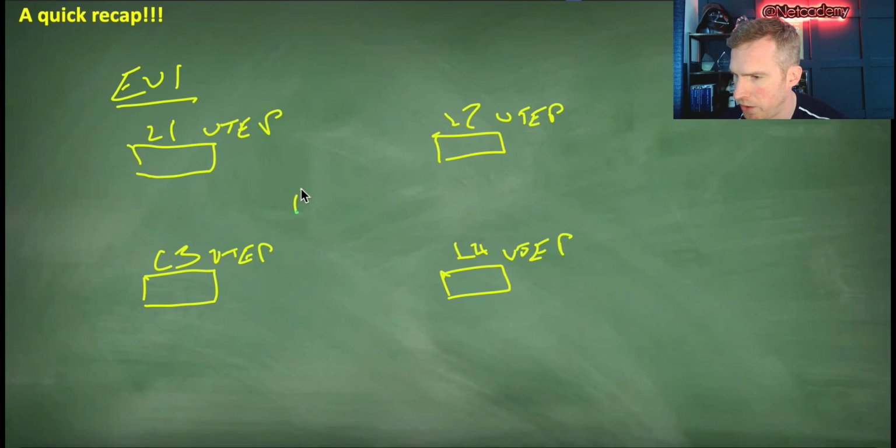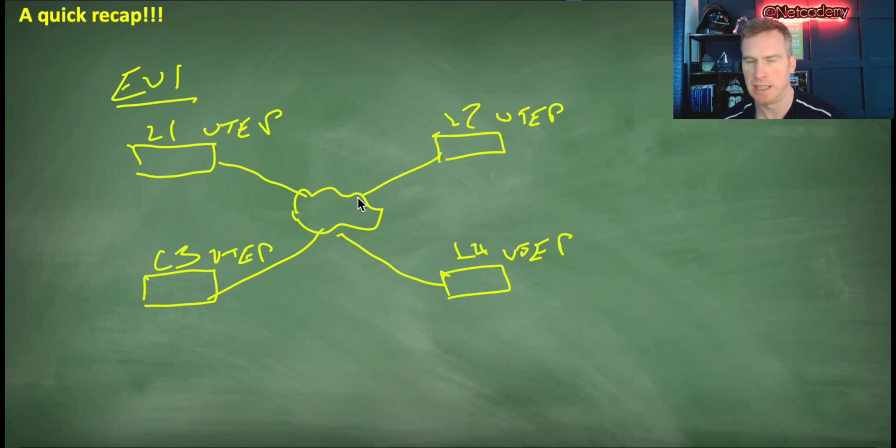And I'm just going to draw this little cloud in the middle, and they all have connection to this. I'm not going to draw a connection to each leaf device because it's just a quick recap at the end of the day. We don't need anything too in depth at this point. Now, an EVI is quite literally the interested devices that are participating in this EVPN domain.